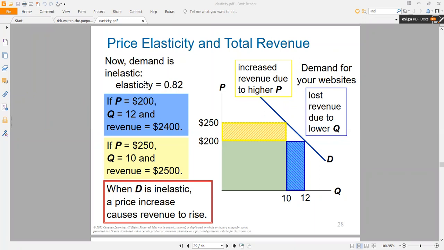So now, because the demand for the good is inelastic, we had 0.82 if you calculate this. When price increases from 200 to 250, there's an increase in revenue from 2,400 to 2,500. So, assuming you are a firm selling your good and you want to increase your revenue, you need to know the elasticity of demand for your good. If the demand is inelastic, then increasing price will increase your revenue.